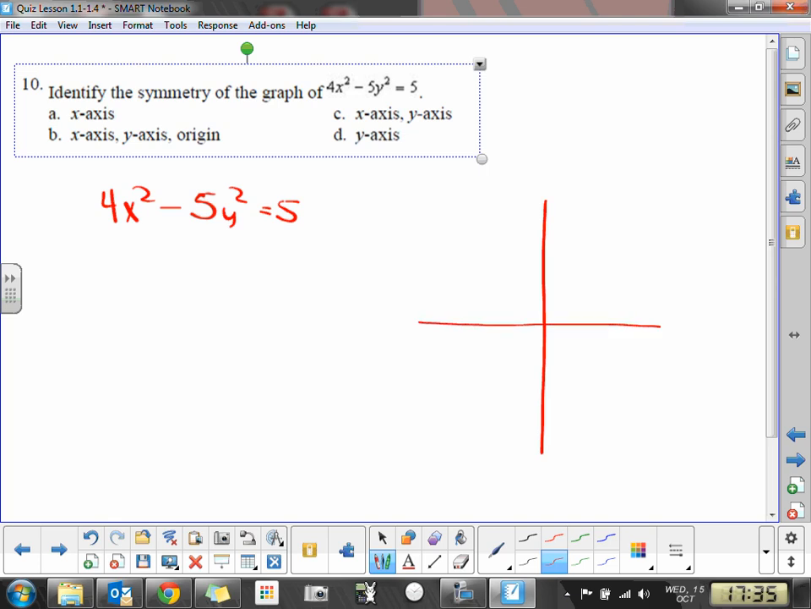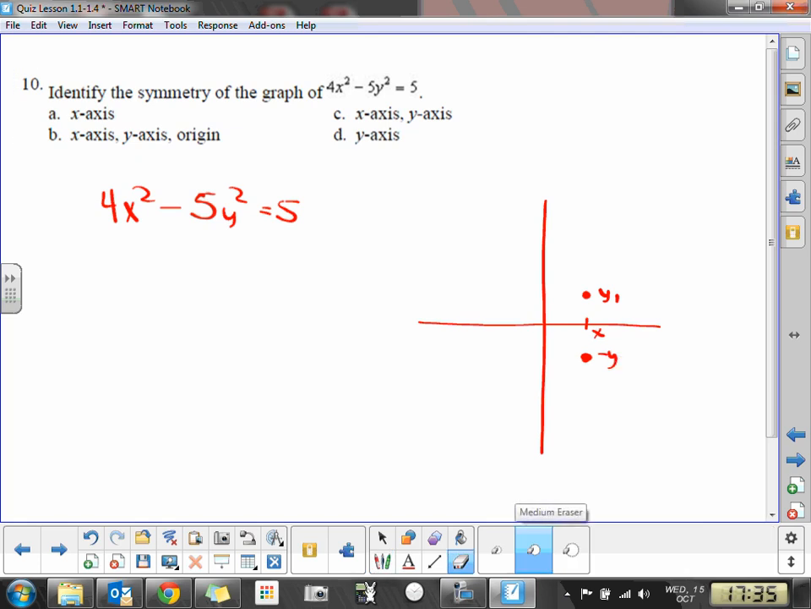Regardless of what it looks like, if I want to prove that it's symmetrical to the x-axis, symmetry about the x-axis means if I have a point here, if it's symmetrical to the x-axis, it has to come down here. So for the same x value, I have a y1 and a y2, but these are just the opposite signs. So this is nothing more than the opposite of y1 if it's really symmetrical. So what I want to do to prove that it's symmetrical to the x-axis is replace the y's with the negative y and see if I get the same result.